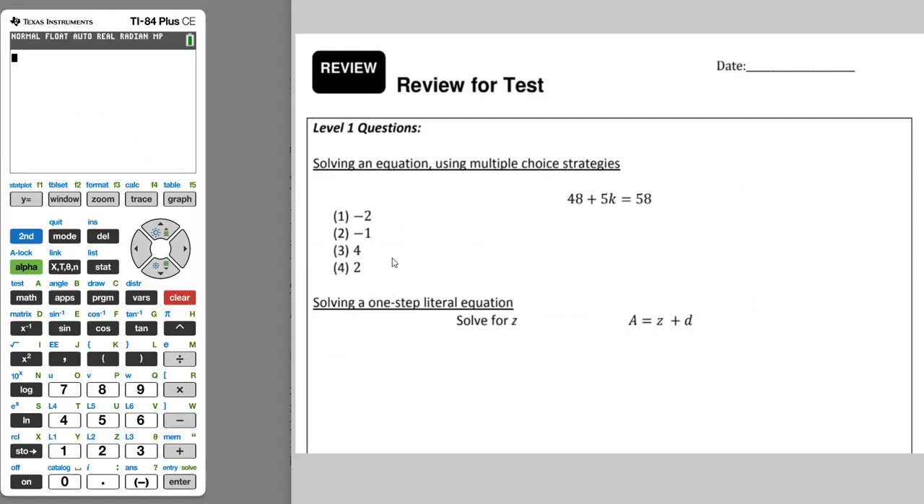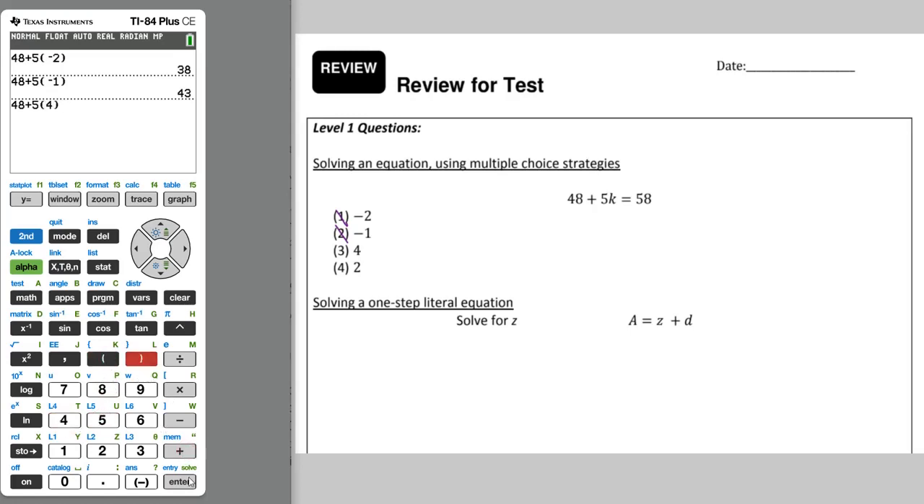Okay, here we go. So question 1, level 1, solving an equation using multiple choice strategies. You can solve this equation. It's a 2-step equation, but instead you may want to use the choices to help you. I'm going to start off by plugging in the first choice, substituting in k for -2. I get 38, so choice 1's not it. Moving on, 48 plus 5 times my next answer I'm plugging in is -1. Nope, still not it. Okay, moving on. Next one.